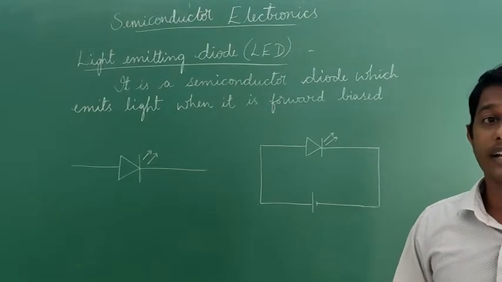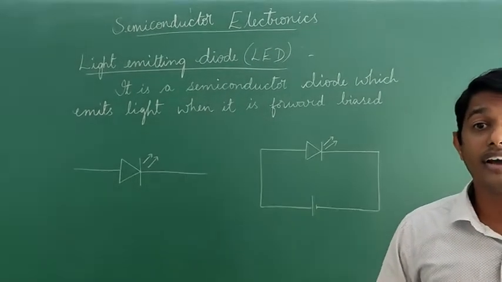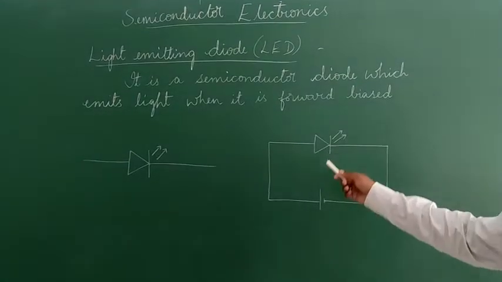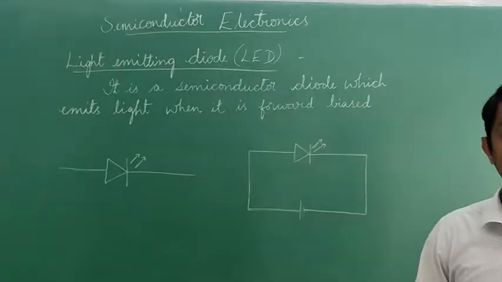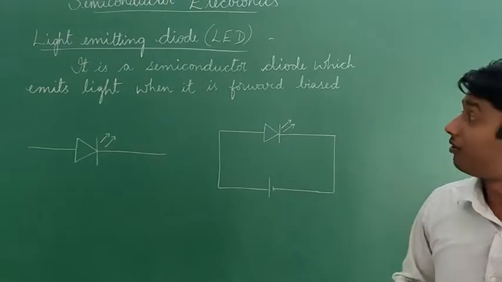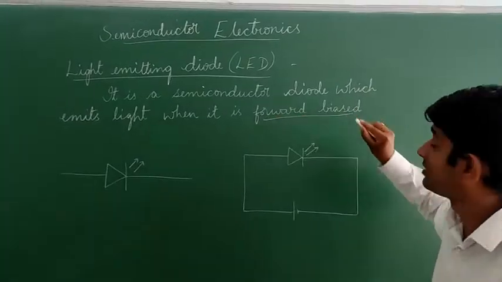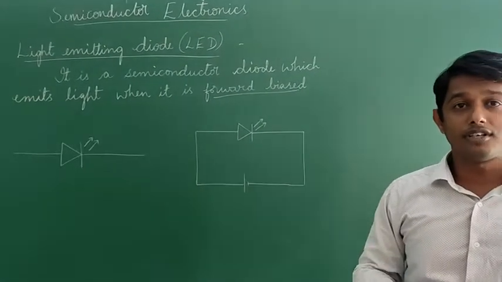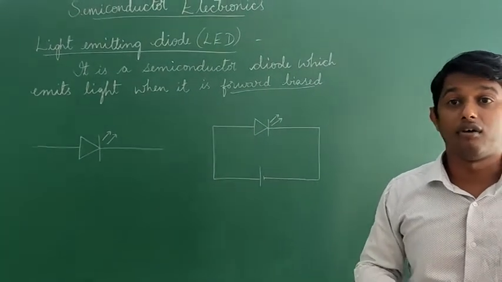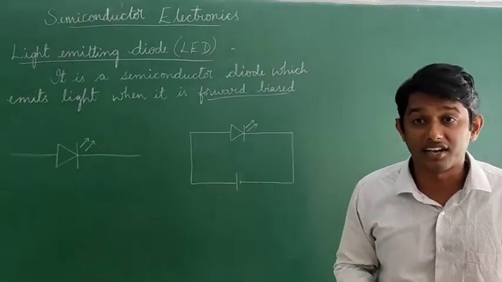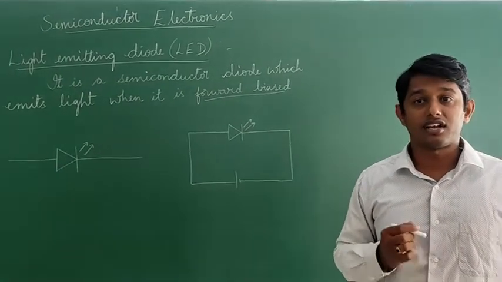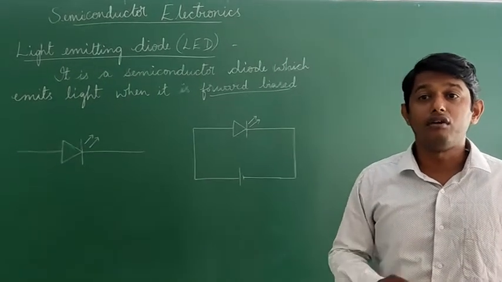The next topic is the working principle of LED. For that, we need this circuit. So, this is the circuit. I told you the LED works under forward bias itself. When the diode is forward biased, electrons are sent from N to P and holes are sent from P to N.